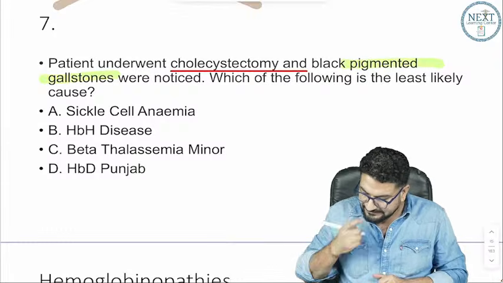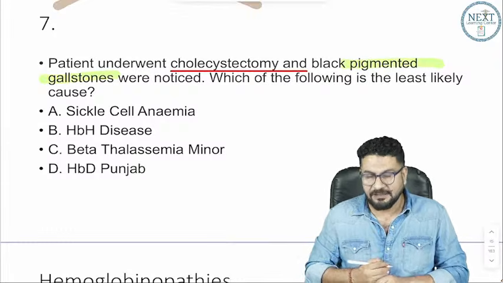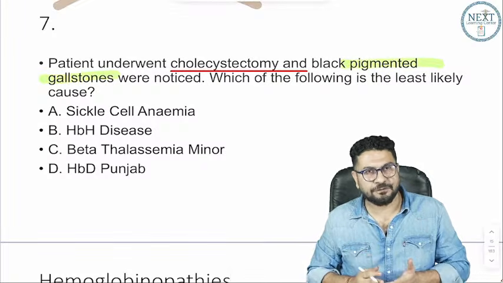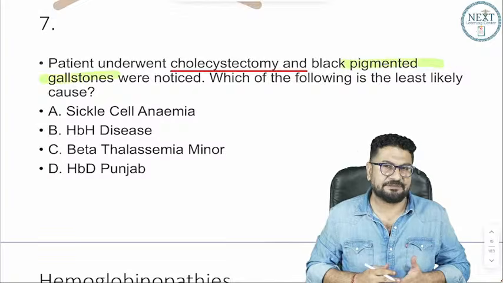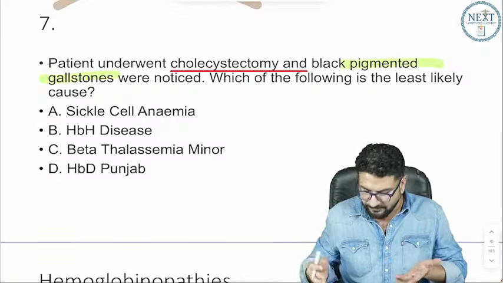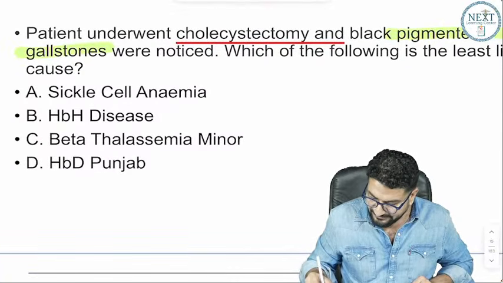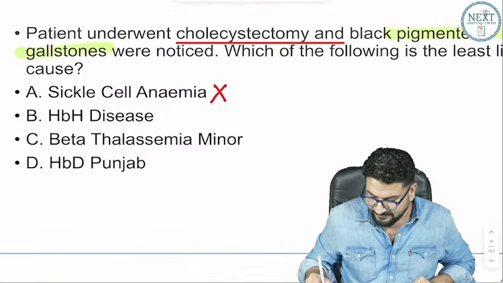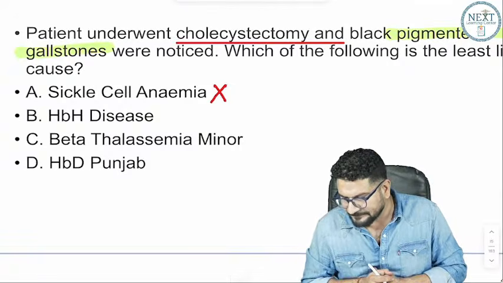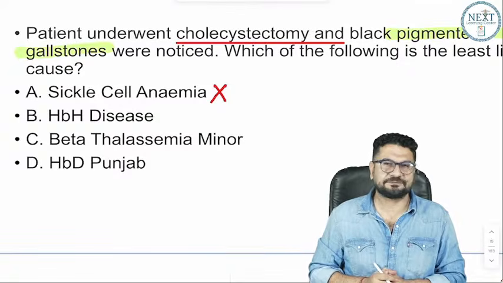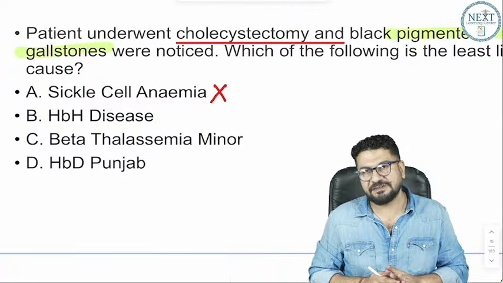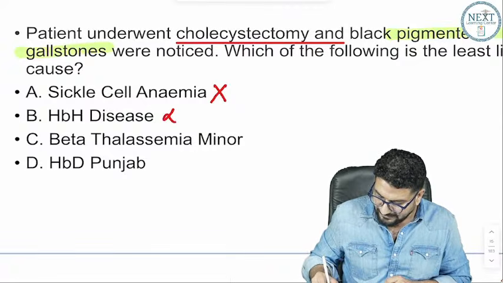So just understand this thing. All hemoglobinopathies will have more chance of stone formation. The more the hemolysis, the more chance of stone formation. So sickle cell anemia will definitely have hemolysis, so there will be a chance of stone formation. Now what is HbH disease? Anyone? Hemoglobin H disease. I told this, it is a type of alpha thalassemia, when three alpha genes are absent. So it is a type of alpha thalassemia.